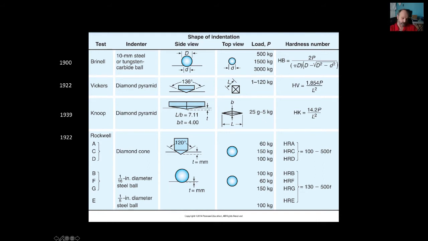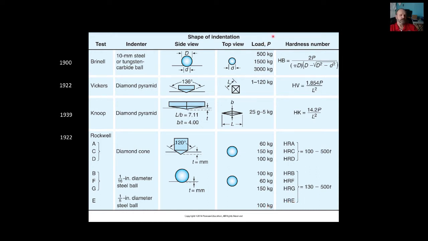I hope you can see my cursor. I'll put it on a laser pointer. So HB stands for Brinell, HV stands for Vickers, HK stands for Knoop, and then you have HRA, C, D, HRB, F, G, and HRE. The differences are the type of indenter. Here's a diamond cone for the HRA, C, and D. And then you have a steel ball, either a 16th of an inch or an 1/8 of an inch. The 1/8 of an inch one with a 100 kilogram load is an HRE.